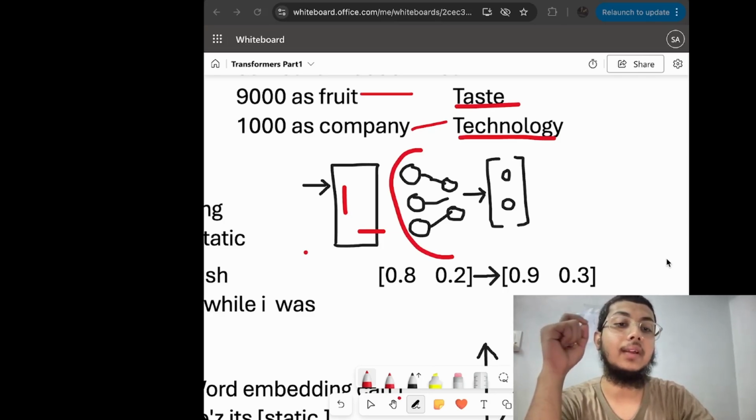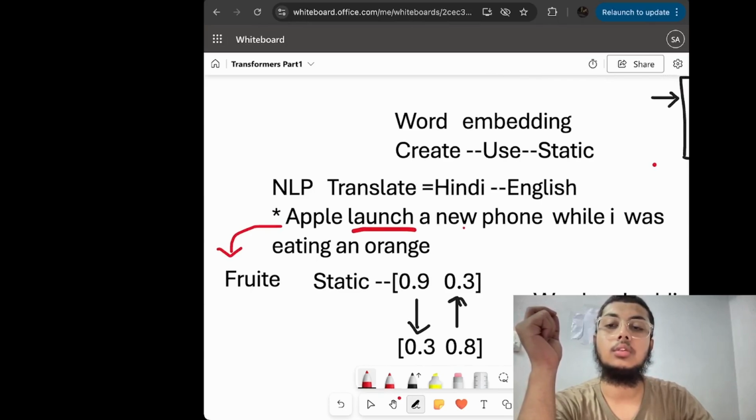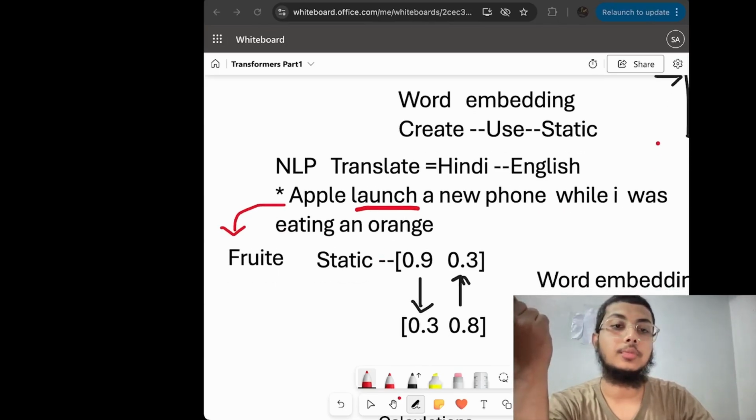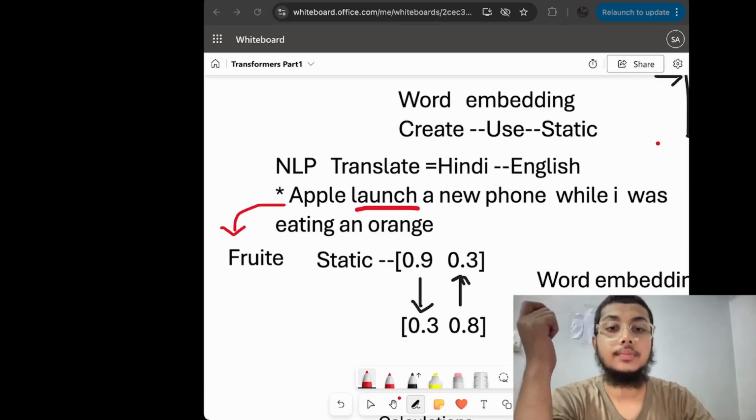I have been given a sentence. Let's say the sentence is: Apple launched a new phone while I was eating an orange. Okay, so we have to convert this sentence into Hindi. What will you do first?